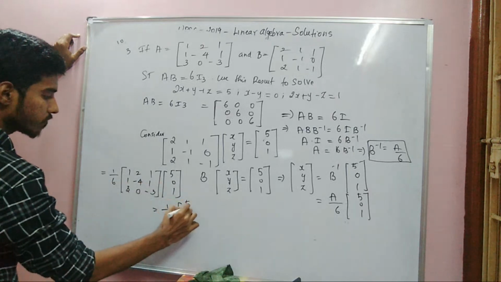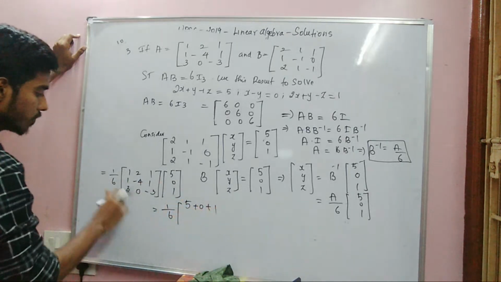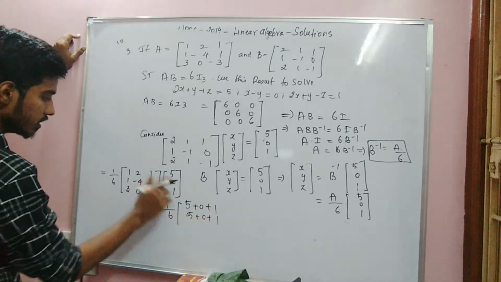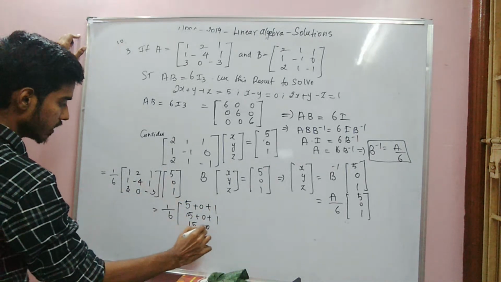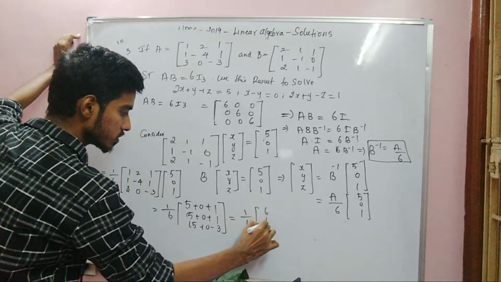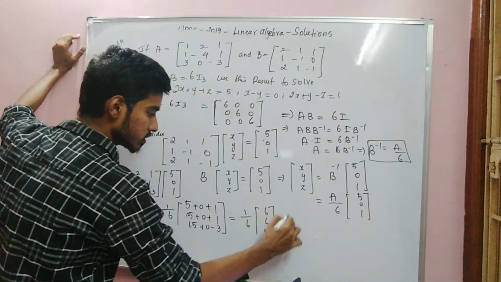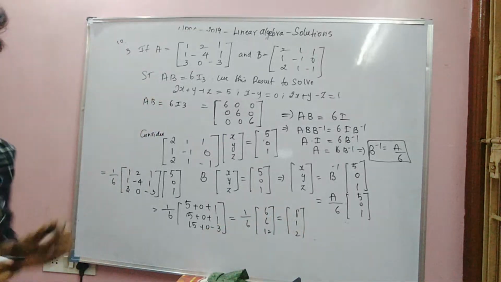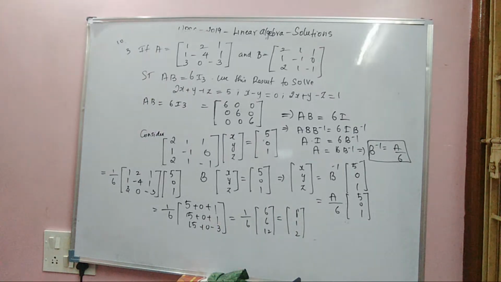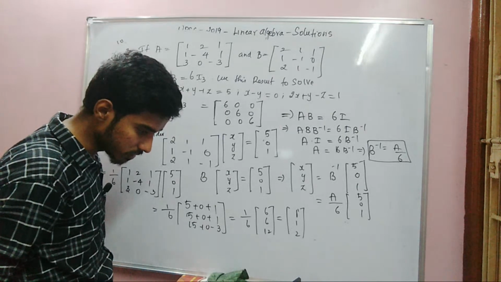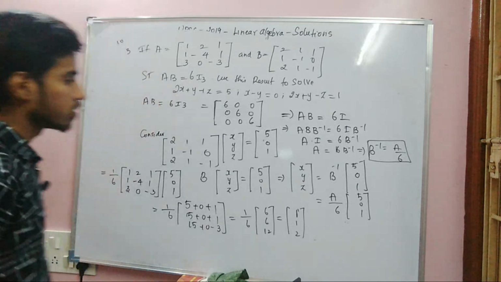So 1 into 5 is 5, 5 plus 0 plus 1, 5 plus 0 plus 1, 3 into 5 is 15, 15 plus 0 minus 3. So this is nothing but 1 by 6 into 6 6 12. So this is nothing but 1 1 2. Therefore the solution is 1 comma 1 comma 2, right? So x is equal to 1, y is equal to 1, z is equal to 2. This is our solution.